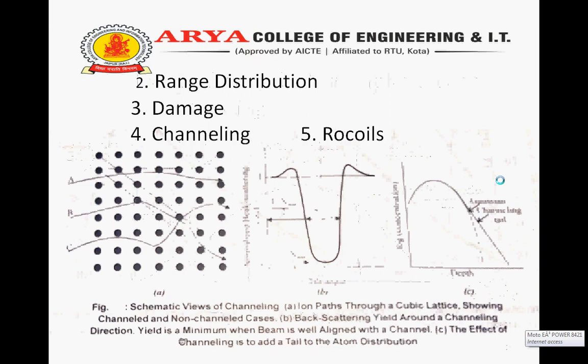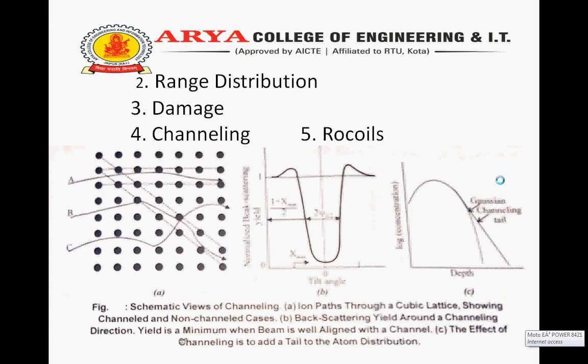Range distribution. Each implanted ion has a random path as it moves through the target, losing energy by nuclear and electronic stopping. The average total path length in silicon is called the range R and is composed of a mixture of vertical and lateral motion. The average depth of the implanted ion is called the projected range Rp. The ion concentration N(x) is N0 exp of minus (x minus Rp) whole squared upon 2 sigma p squared.